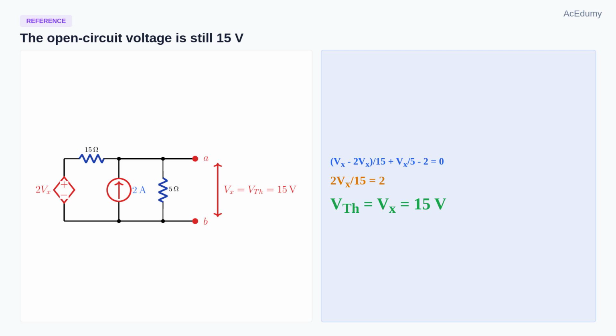Here is the reference point. With the load removed, Vx is the terminal voltage. So the KCL equation is (Vx minus 2Vx) over 15 plus Vx over 5 minus 2 equals 0. That gives 2Vx over 15 equals 2, so Vx equals 15 volts.